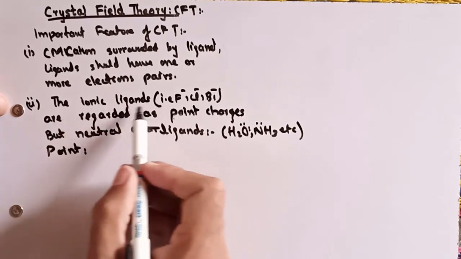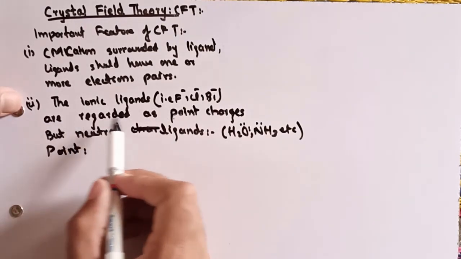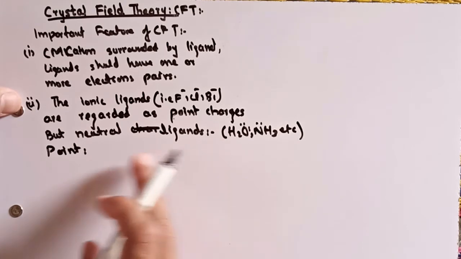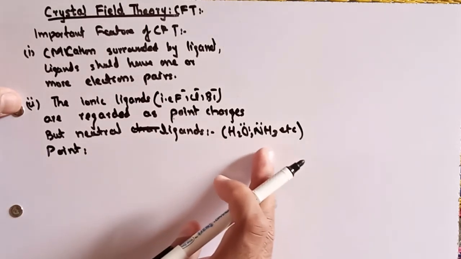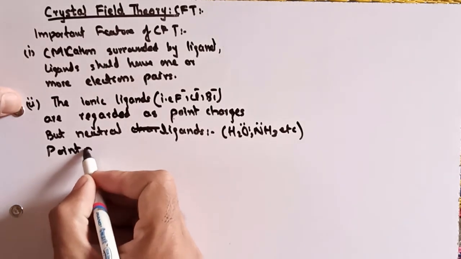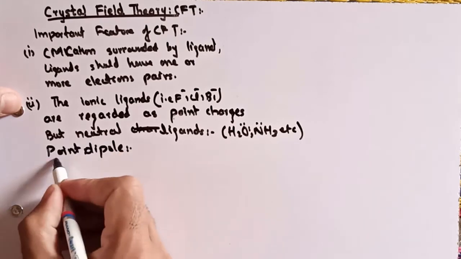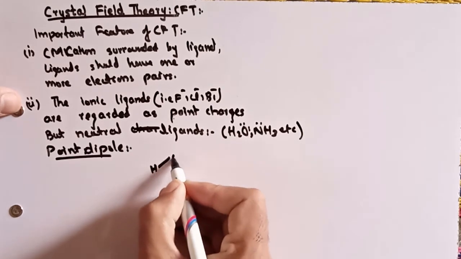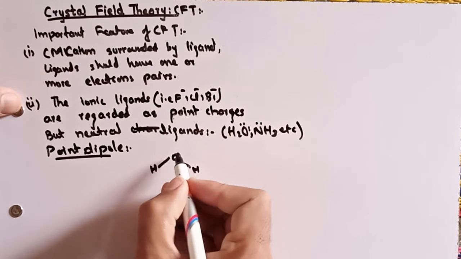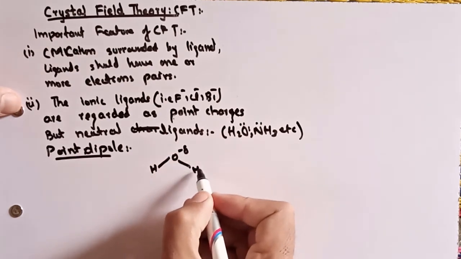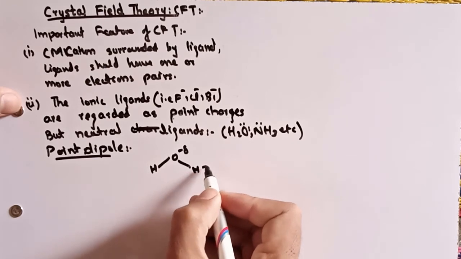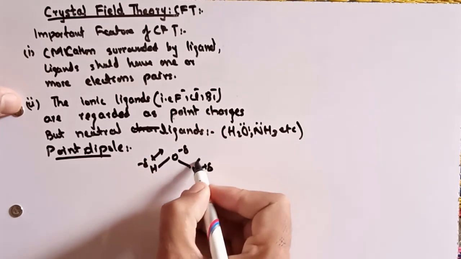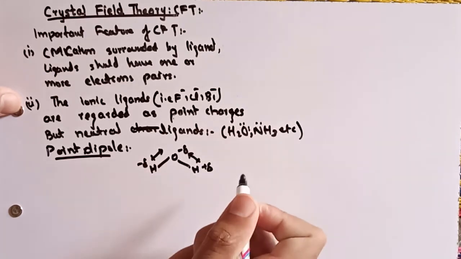First of all, I told you that ionic ligands like fluorine, chlorine, bromine are regarded as point charges. But when the ligands are neutral molecules like H2O, NH3, they will be regarded as a point dipole. What is meant by point dipole? Take H2O: oxygen is the most electronegative, but hydrogen is electropositive. So the dipole moment is directed from hydrogen toward oxygen.